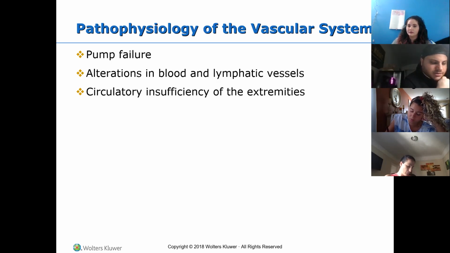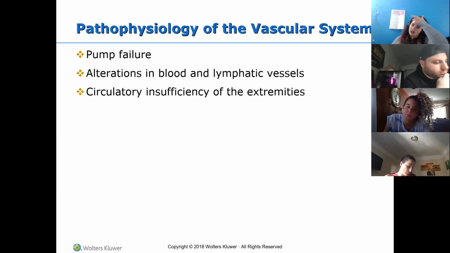Big thing with this is DVT, deep vein thrombosis. DVT, PE. You have to be careful with the DVT because if it breaks off, you can end up having a clot in the lungs.